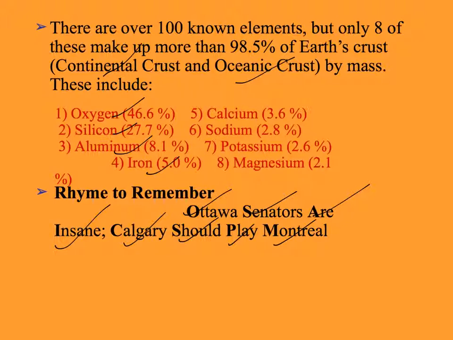I would suggest that you only study the percentages for the first 4, so Ottawa Senators Are Insane. I really wouldn't worry about the percentages for Calgary Should Play Montreal. Now, these are the top, and I call these the Great 8 elements that represent the minerals that you find in the crust of the earth. But remember, this does not include the inner core, the outer core, the mantle, the asthenosphere, only the crust.